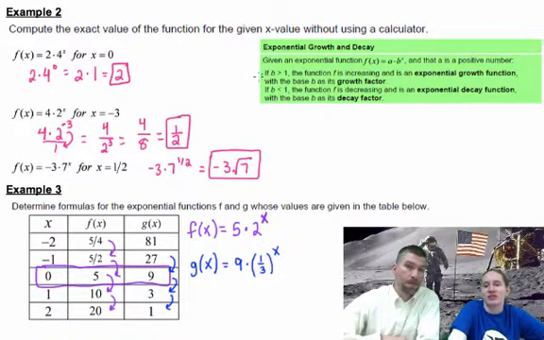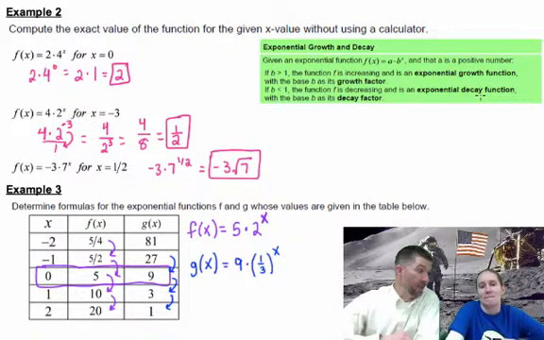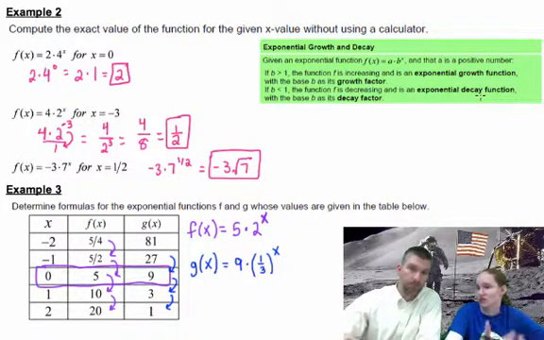At the bottom of your page, you have this exponential growth and decay box. It says, given an exponential function, and that a is a positive number, if b is greater than 1, the function is increasing and is exponential growth. If b is less than 1, then f is decreasing and is exponential decay. These are real-life kinds of things. We'll talk about all kinds of things throughout this chapter that have exponential growth or exponential decay.